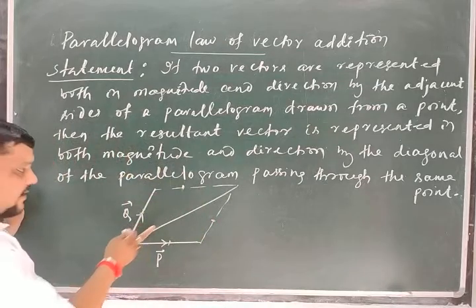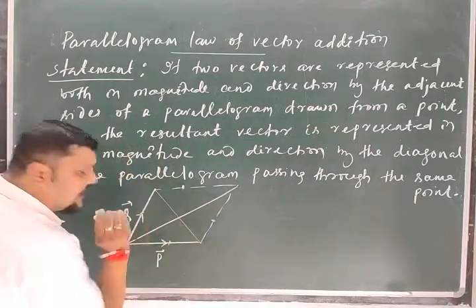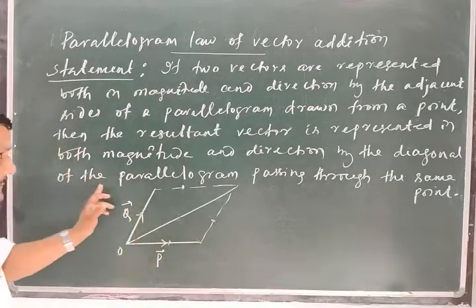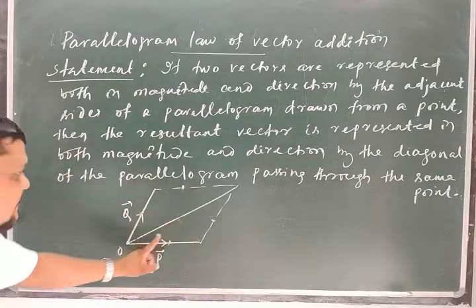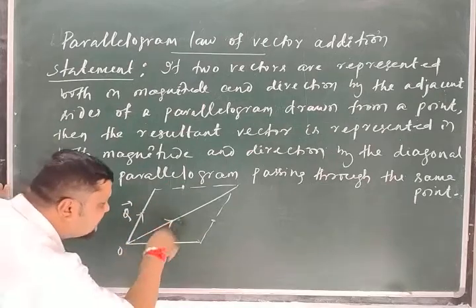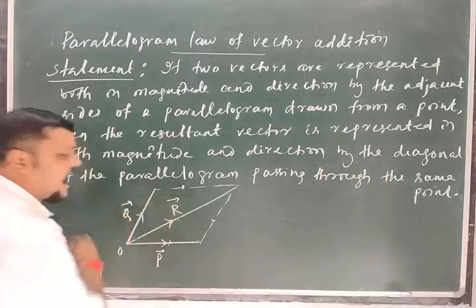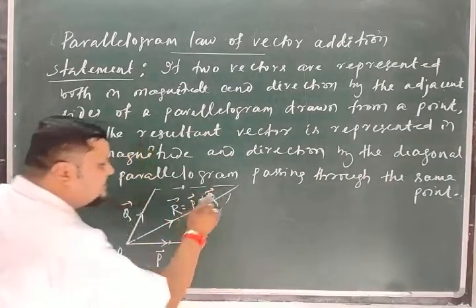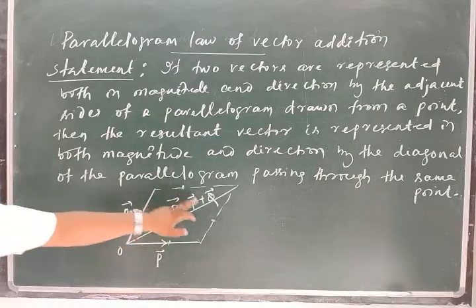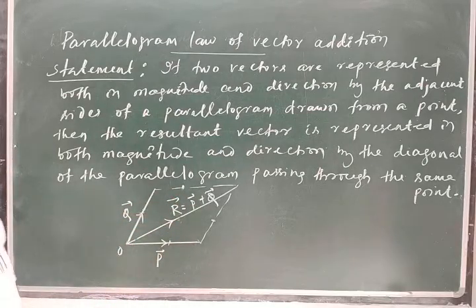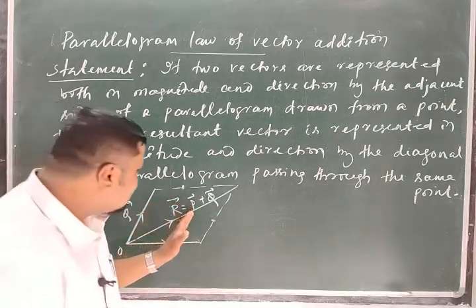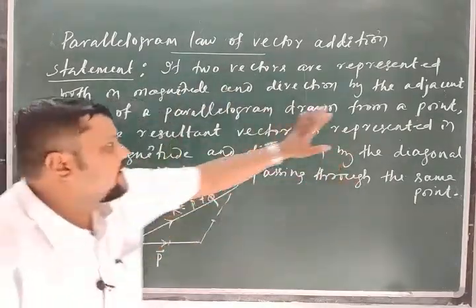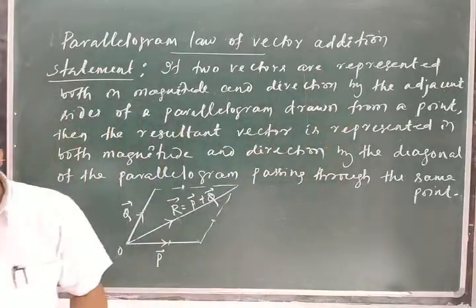You can draw the diagonal like this, or one can draw the diagonal like this. But which diagonal will we consider? We will consider this diagonal, the diagonal of the parallelogram passing through the same point. So this is the diagonal, this is my R. And what is this R? R is equal to P plus Q, the sum of the vectors. Here again we will find the magnitude and direction of this R. So to calculate the magnitude and direction of R, let me erase this one and draw this figure here, then I will derive the expression.